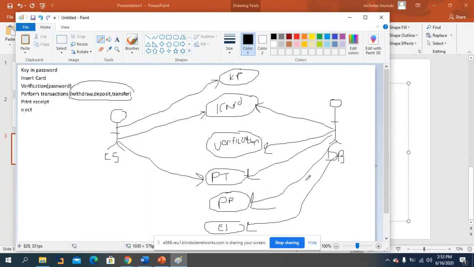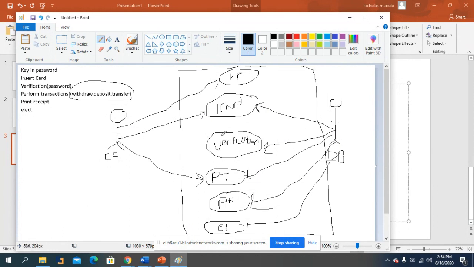Now, if you look at this, it's a very simple presentation of a use case. It's not a complicated one. But if you look at this aspect, where we have a customer and we have a database, we have some boundaries. So we need to create a boundary. And the moment we are creating a boundary, we use a rectangle.